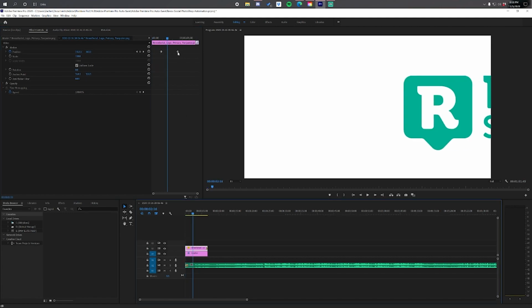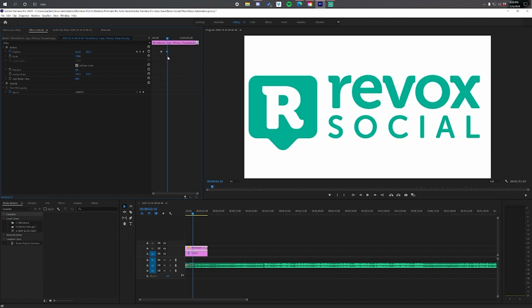Lastly, you can speed up your keyframes by moving the small diamonds closer together, or you can slow them down by moving them farther apart.